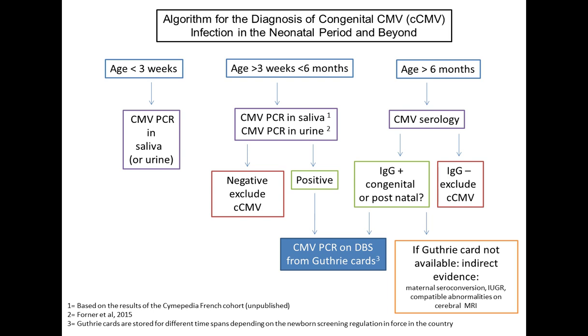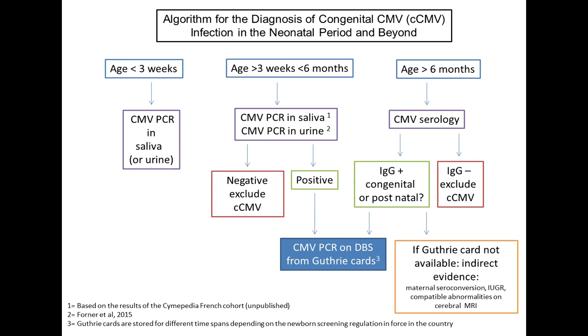On this slide, I've tried to summarize the algorithm for the diagnosis of congenital CMV infection in the neonatal period and beyond. If the baby is less than 3 weeks, what is recommended, of course, is the CMV PCR in saliva or urine. If the baby is aged between 3 weeks and 6 months, you can test the CMV PCR in saliva or in urine. And if it's negative, this excludes congenital CMV. If it's positive, you can't know if it's congenital or postnatal. So you have to do the CMV PCR on DBS from the Guthrie cards.